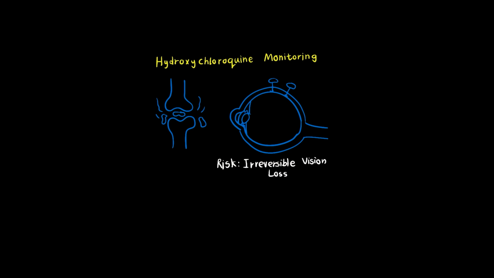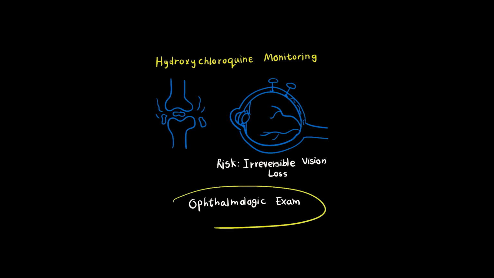Early detection through baseline and regular ophthalmologic exams can prevent permanent damage. The examination includes visual field testing, optical coherence tomography, and fundus autofluorescence. Bullseye maculopathy is the classic finding. Once retinal damage occurs, it may progress even after stopping the medication. The correct answer is ophthalmologic exam because hydroxychloroquine's potential for irreversible retinal toxicity requires baseline eye examination and regular monitoring throughout treatment.